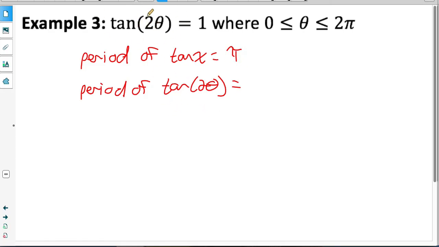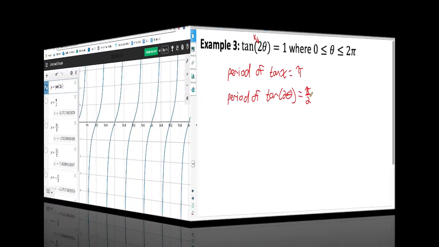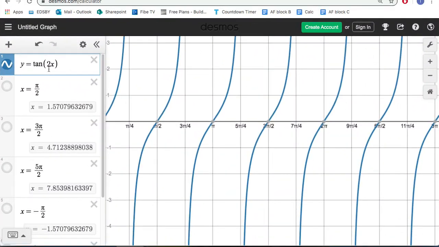Well, you consider this a k value, right? Which does a horizontal stretch or compression by its reciprocal. So it does a horizontal compression by a half, which means we have to multiply this by a half, which gives us pi over 2, right? The period of a tan double angle equation is only pi over 2. So I've changed this to y equals tan of 2x now.